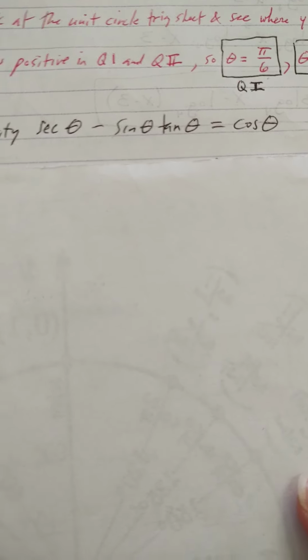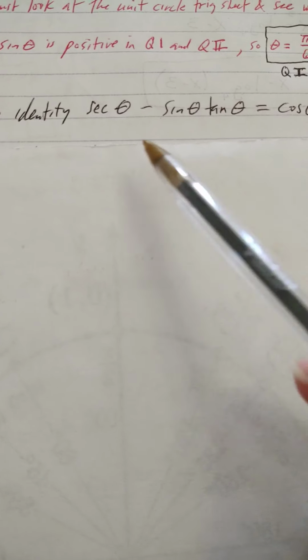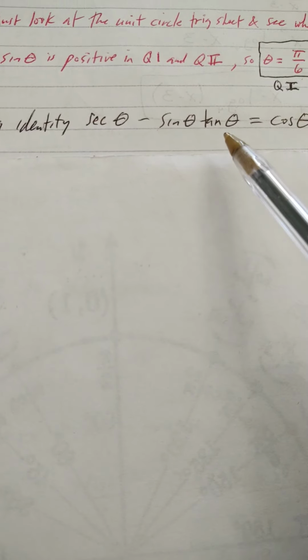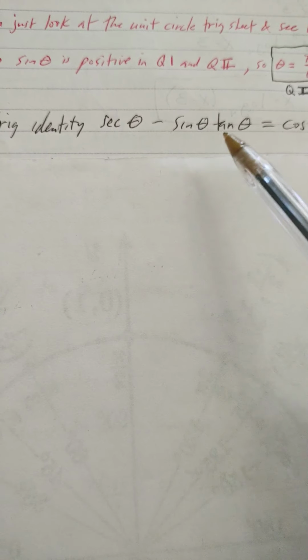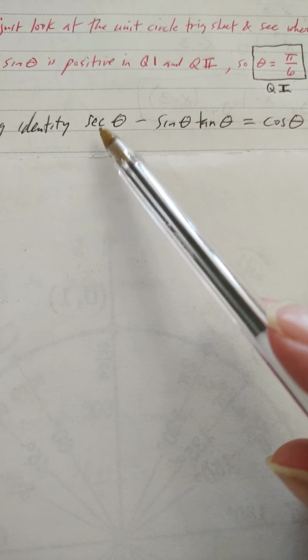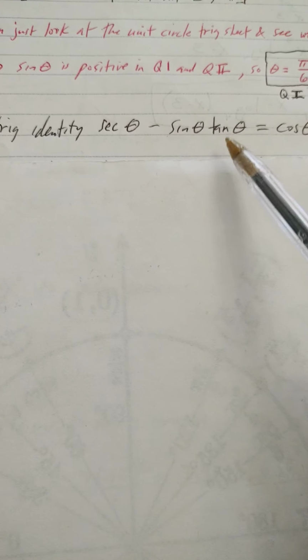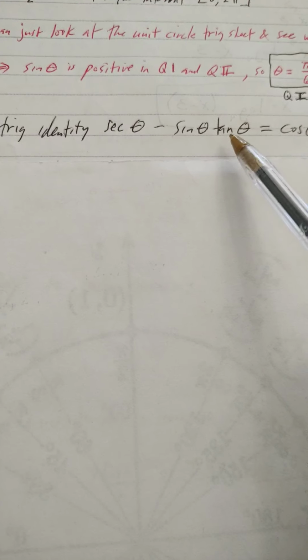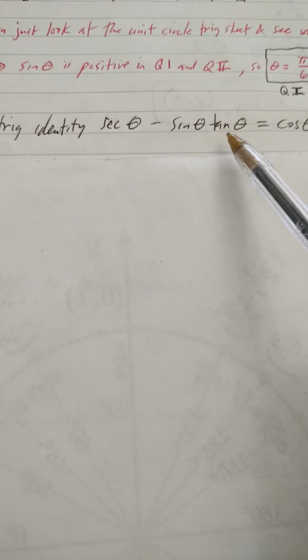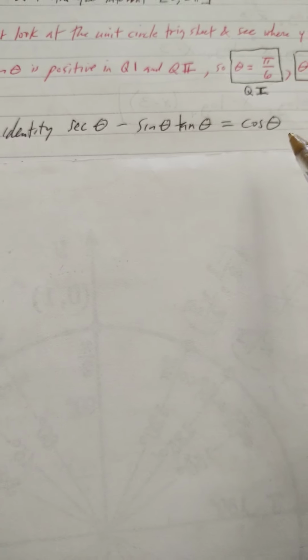Next question is verifying a trig identity: secant theta minus sine theta tangent theta is equal to cosine theta. So how are we going to verify this identity? Well, we're going to start with the more complicated side, the left-hand side, and then we're going to change everything to sines and cosines where we can. In particular, secant is the reciprocal of cosine, and tangent is sine over cosine. So have those identities handy. That will help us verify these trig identities. So that's what we did here.